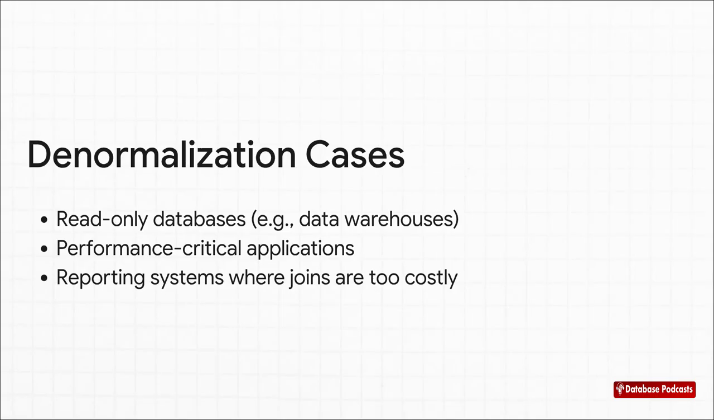See, it all comes down to what your specific application needs the most. Are you building a data warehouse for analytics? Well, that's a read-only system, so modification anomalies aren't even a thing. Or maybe you're building a system where every microsecond counts. The performance hit from joining tables might be totally unacceptable. In cases like these, you might intentionally denormalize your data. You accept a little redundancy in exchange for raw speed. And that's not bad design. That is smart, pragmatic engineering.